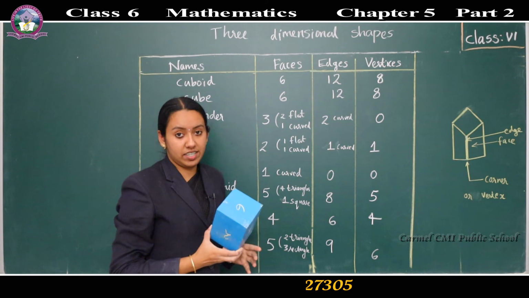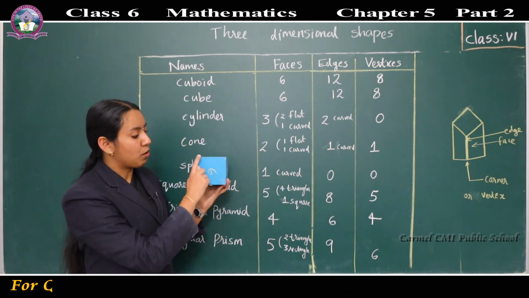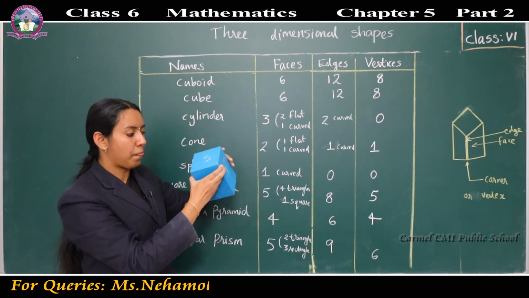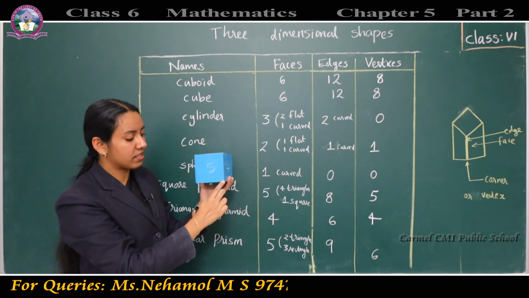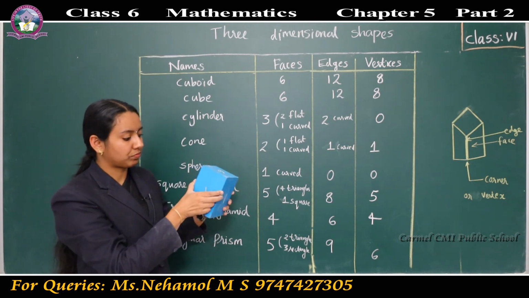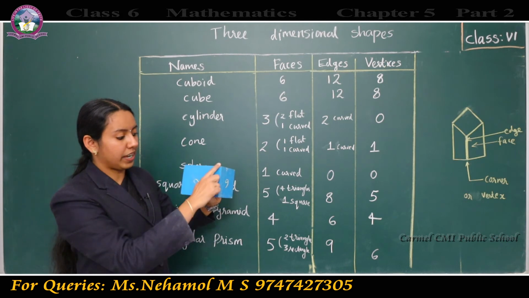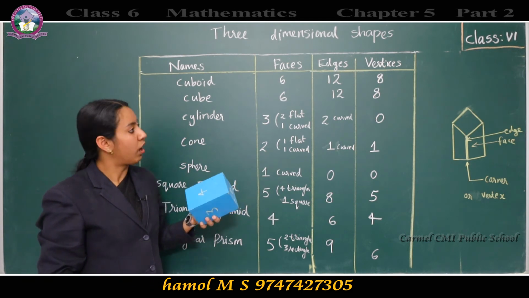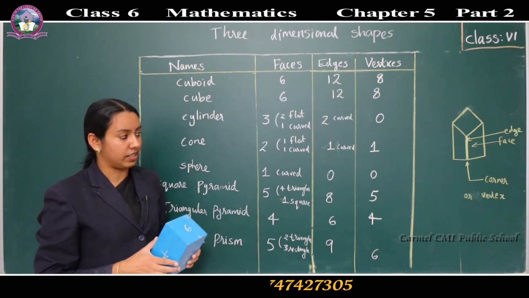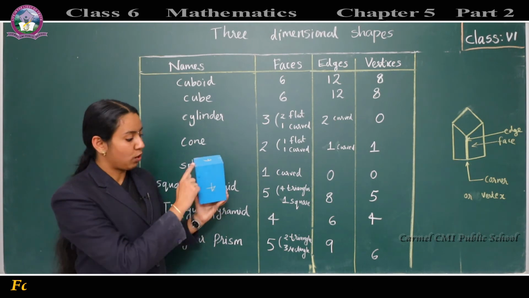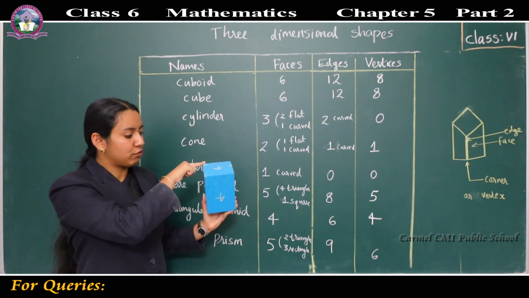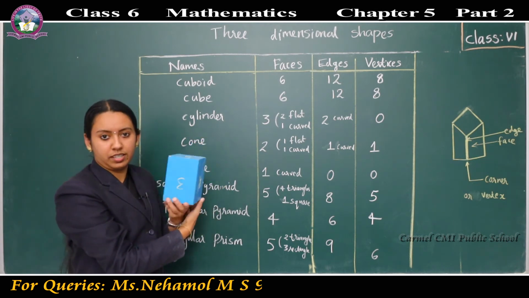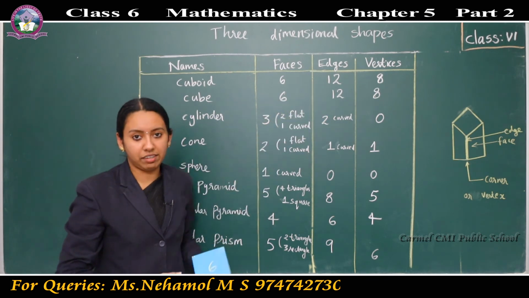Then next one, edges. How many edges are there? 1, 2, 3, 4, 5, 6, 7, 8, 9, 10, 11, 12. 12 edges are there. Then how many vertices? 1, 2, 3, 4, 5, 6, 7, 8. 8 vertices.